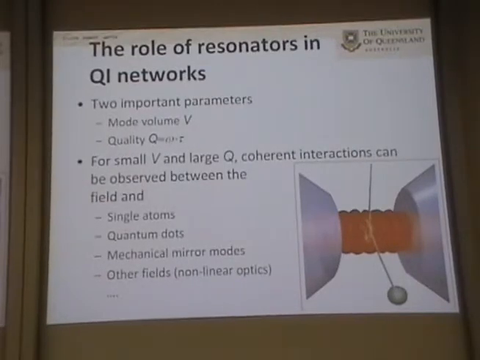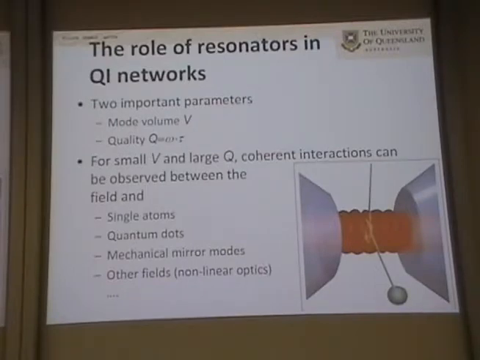Again, the important parameters are the mode volume, the volume of the cavity. We'll see why in more detail later on. If you can get a small enough volume and a large enough quality factor, then you can get coherent interactions between the field inside the cavity and whatever artificial atom you put into it, whether it's a single atom or quantum dot, or the mechanical vibrations of a mirror, which we'll talk about in about an hour, or other fields, like nonlinear optics you want to do, whatever.